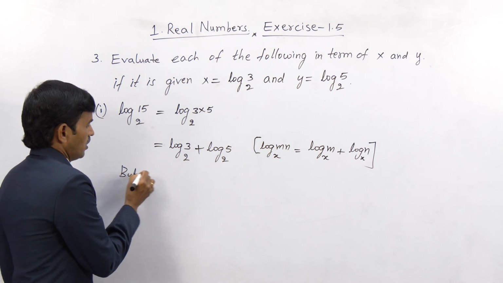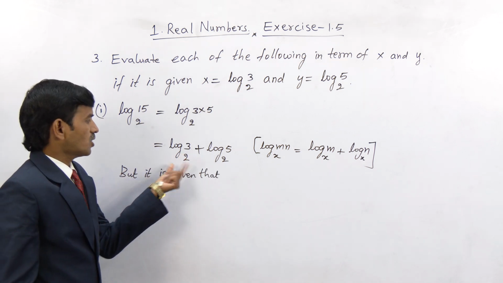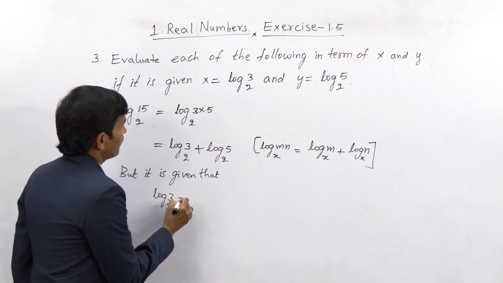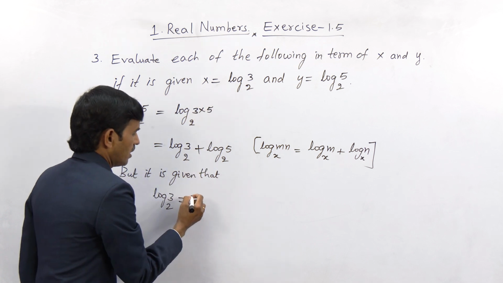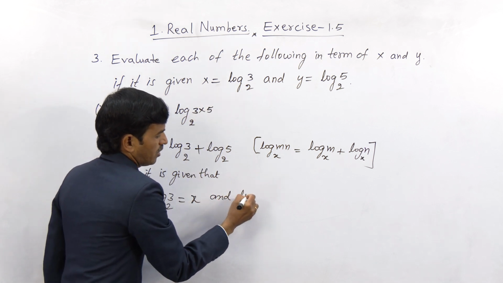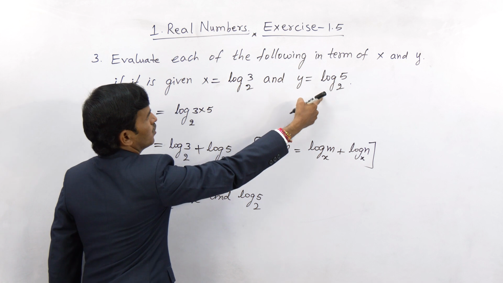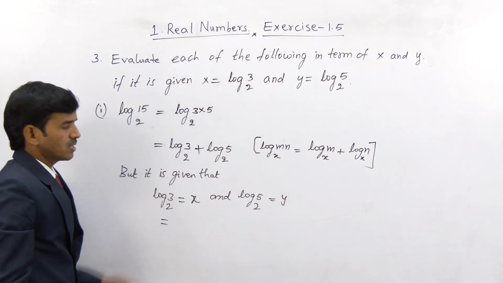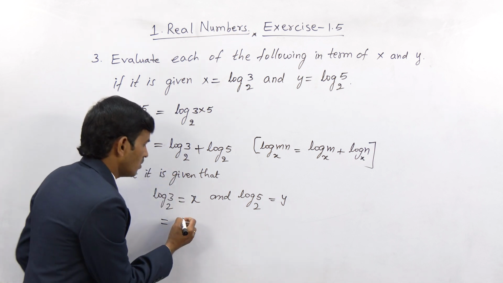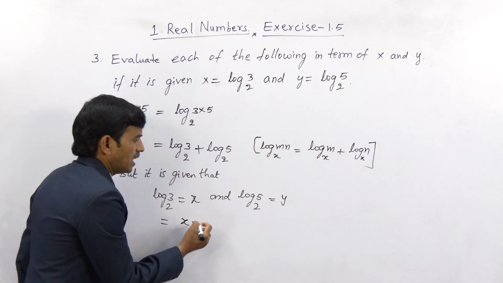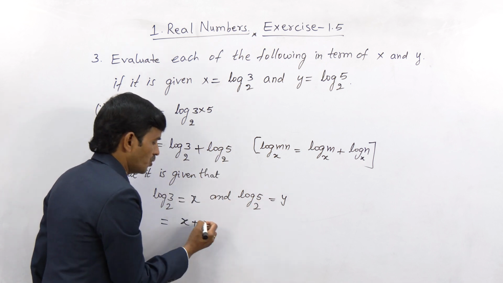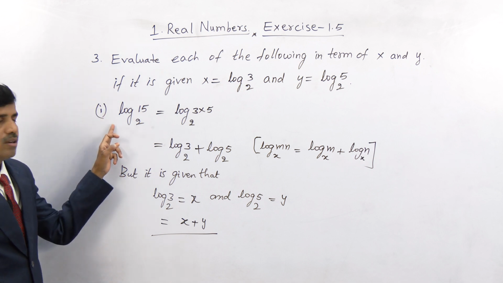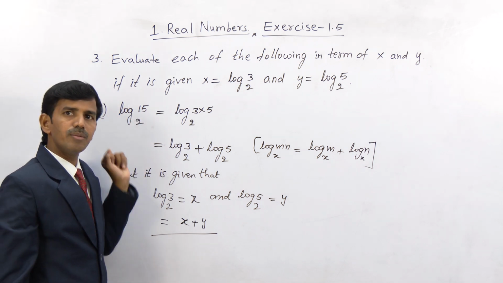But it is given that log 3 to the base 2 is equal to x, and log 5 to the base 2 is equal to y. Therefore, it can be written as x plus y, substituting log 3 to the base 2 as x and log 5 to the base 2 as y. This is the evaluation of the given problem, that is log 15 to the base 2.